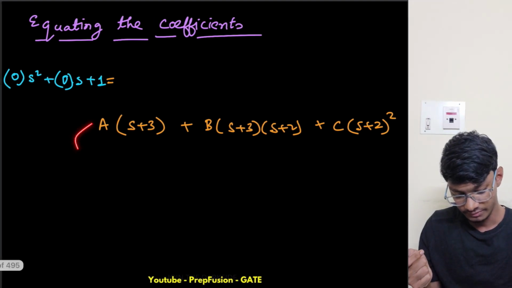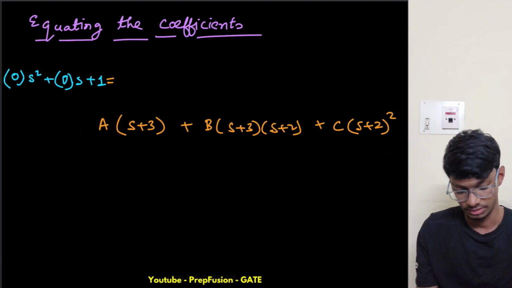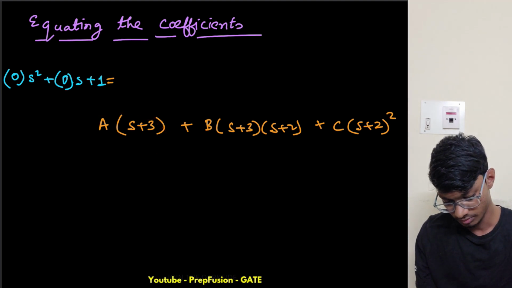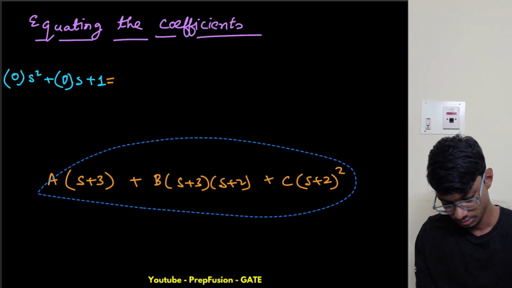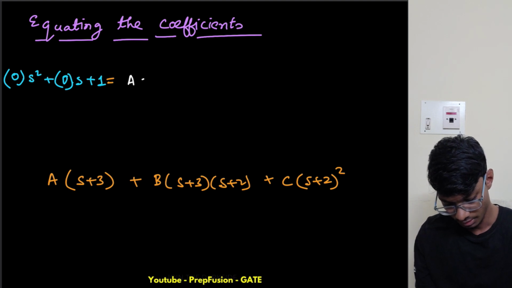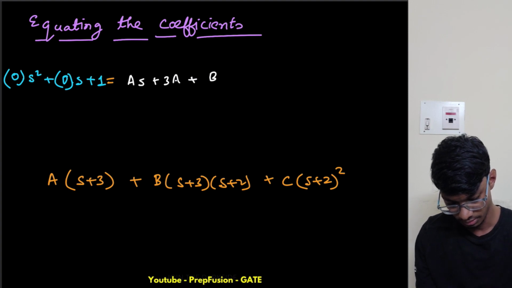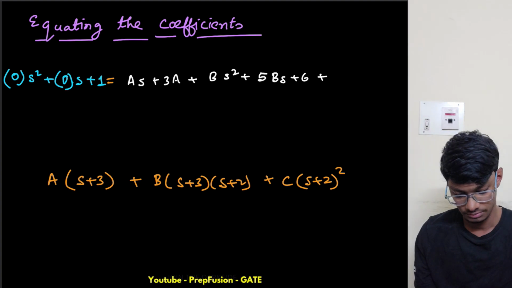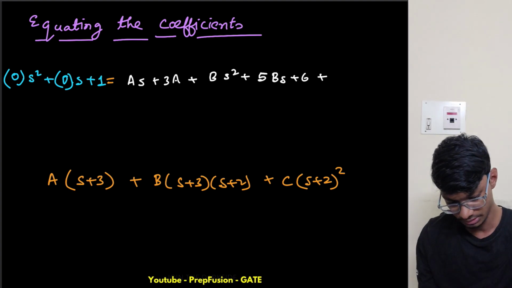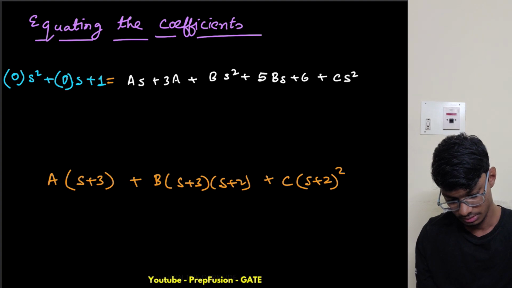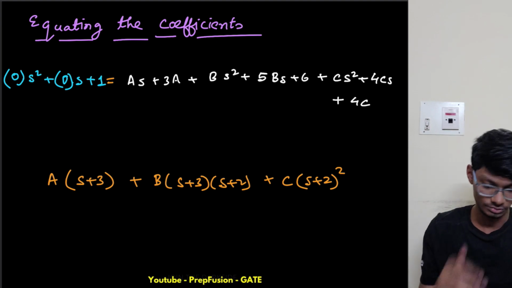Now I will expand this right hand side in terms of the coefficients of s, right? So first I will expand this one. This will become s plus 3 times a, plus, I will expand this directly, b s square plus 5b s plus 6b, plus c s square plus 4c s plus 4c. Okay, so this is that.